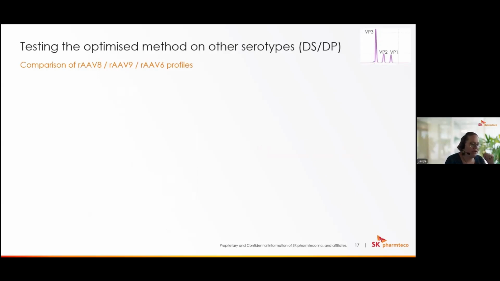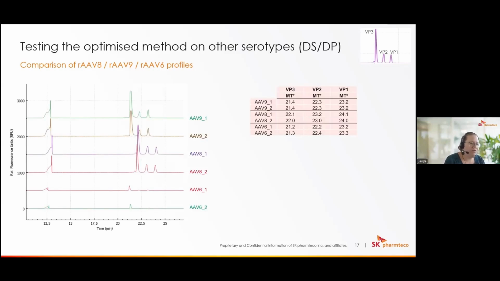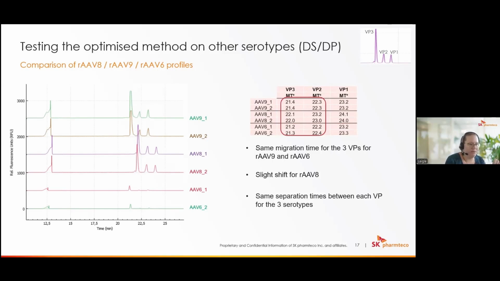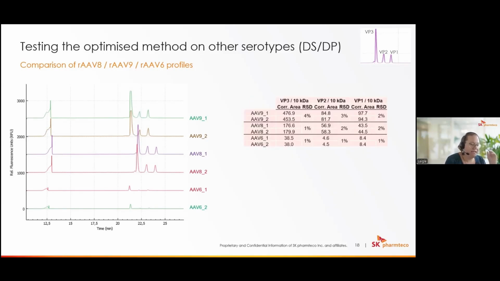Regarding the comparison of the profiles obtained with this method for the 3 serotypes tested here, we can observe that the migration times of the 3 VP proteins are the same for rAAV9 and rAAV6. We have a slight shift compared to rAAV8, but this has already been observed with orthogonal methods. Despite this shift, it's important to note that the separation time between each protein is identical for the 3 serotypes: around 1 minute between VP3 and VP2, and 0.9 minutes between VP2 and VP1. Furthermore, in this test, as observed in all the tests performed during this study, the inter-preparation and inter-injection variability was very low, with an RSD consistently below 5%.